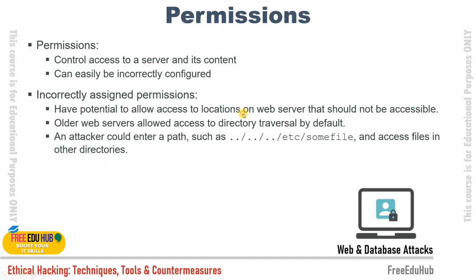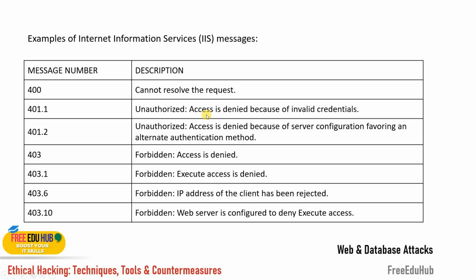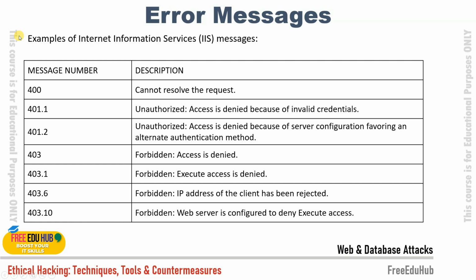Next thing that we have over here are the error messages, which are usually shown by your IIS. For example, there would be a message number and a corresponding description of it. That's a standard way of handling the different error messages on the page, but sometimes these error messages show way too much information about the actual problem or things related to the web server.